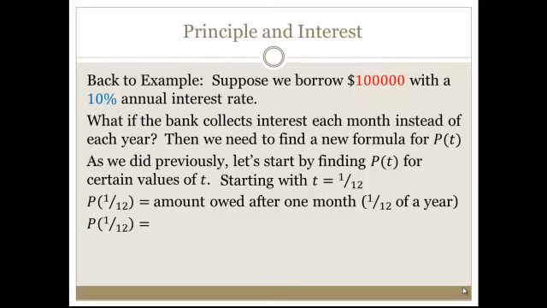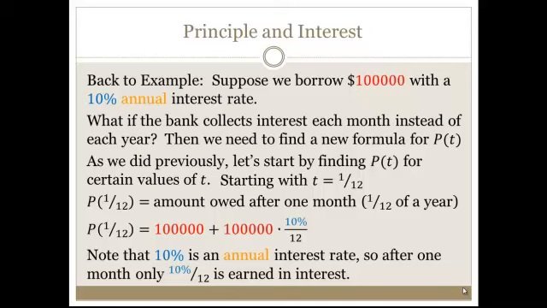So P of 1/12 equals the $100,000 that we borrowed plus $100,000 times our 10% annual interest rate divided by 12. Note that we have to divide it by 12 because 10% is our annual interest rate. So after 1 month, only 1/12 of 10% is earned in interest.